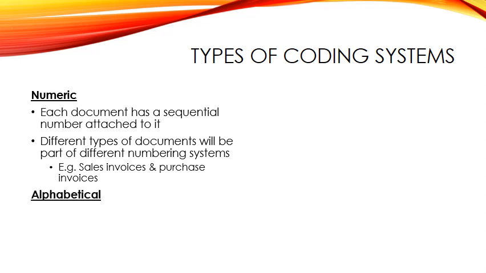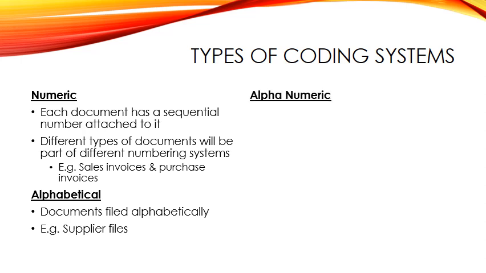We also have alphabetical systems. So, for instance, this is where documents are filed alphabetically. So we might have all of our supplier files recorded alphabetically in a room somewhere. And our last type is an alphanumeric coding system. This is a mixture of numeric and alphabetical. So we've got both letters and numbers in our codes.